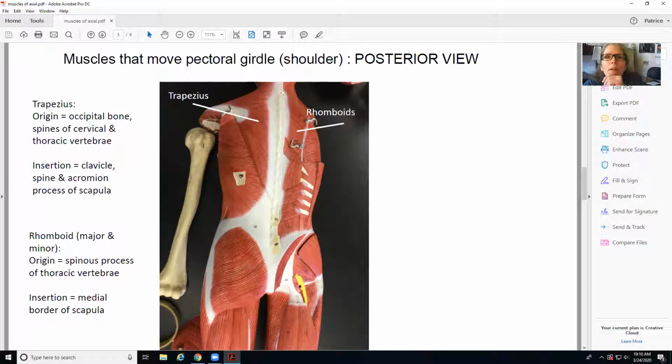The rhomboids are like the trapezius. They're also named for their shape. So this is a rhombus here. If you look at this, again, it might be a little hard to see in a two-dimensional photo, but the rhomboids, there is a major and a minor, but I said group them together.